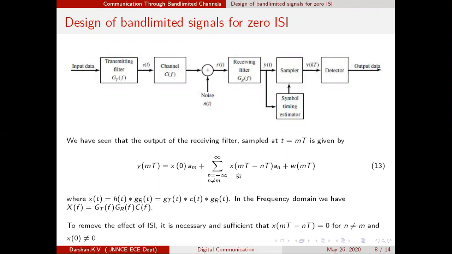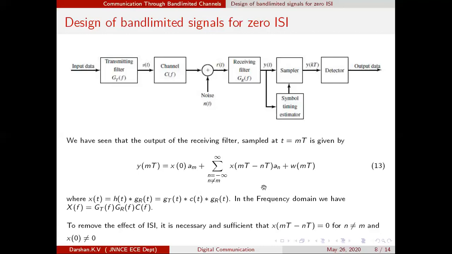So if you want to make the second term 0, what essentially you were doing, x of mt minus nt was made 0. This was the thing which you were supposed to do. What was x of mt minus nt? What does this essentially represent? This essentially represents the sample values of x. So the sample values of x of t should be made 0, so that the second term will be 0 and hence ISI will be 0.